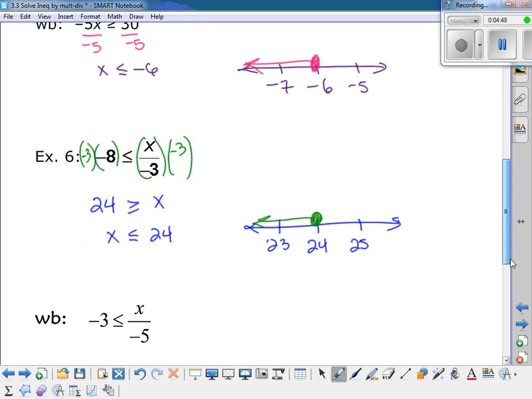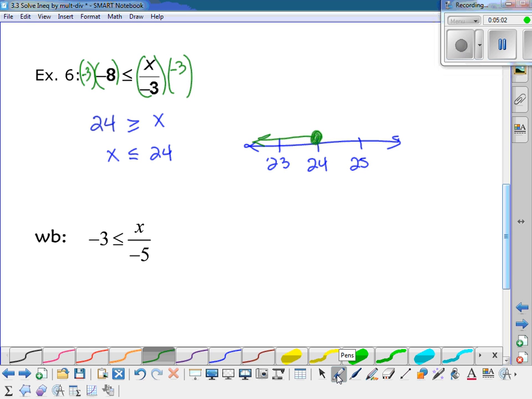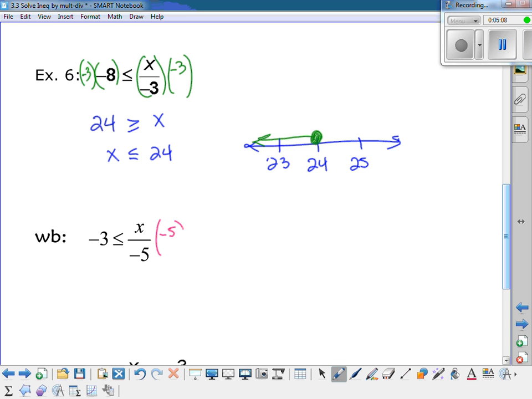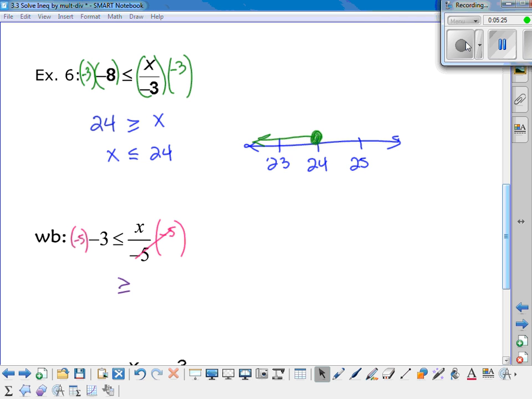Okay, so on your whiteboards, you guys get to do that one. So on this one, we're seeing some of you guys are getting caught up with those negatives. First of all, I'm going to multiply both sides by -5. Some of you apparently missed one of the negatives. I multiplied by a negative, so what do I have to do to the sign? The symbol, what do I need to do to it? I need to flip it. So -5 times -3, you get a +15.